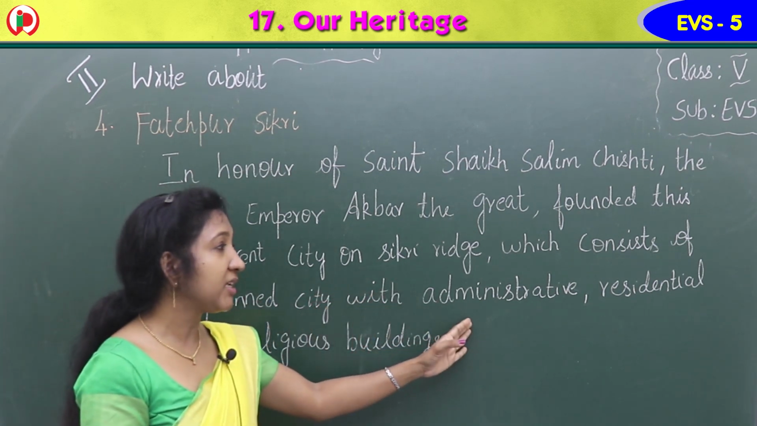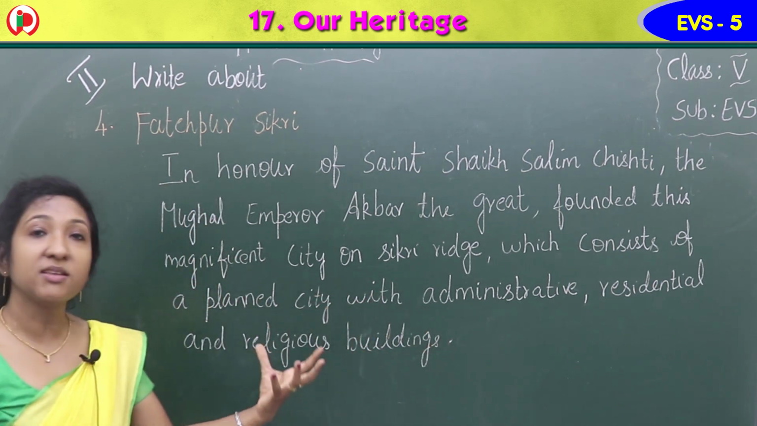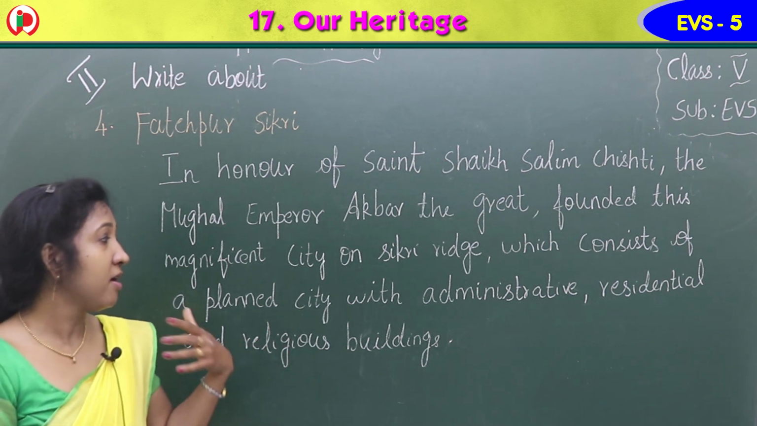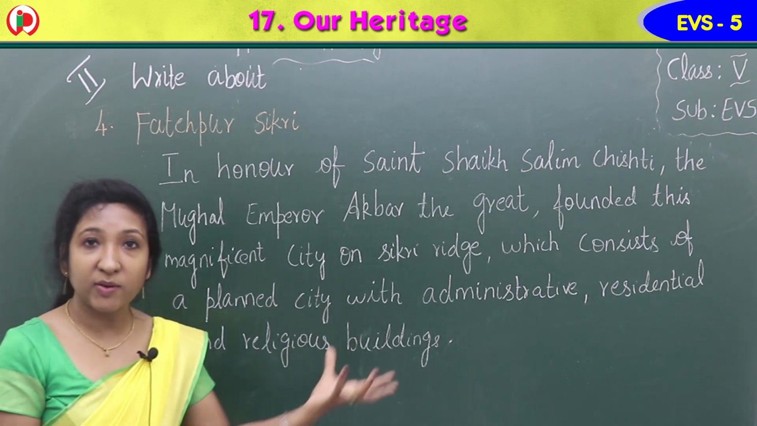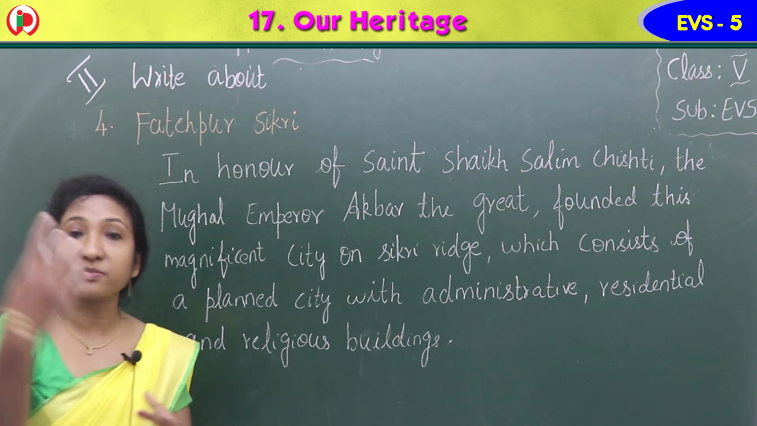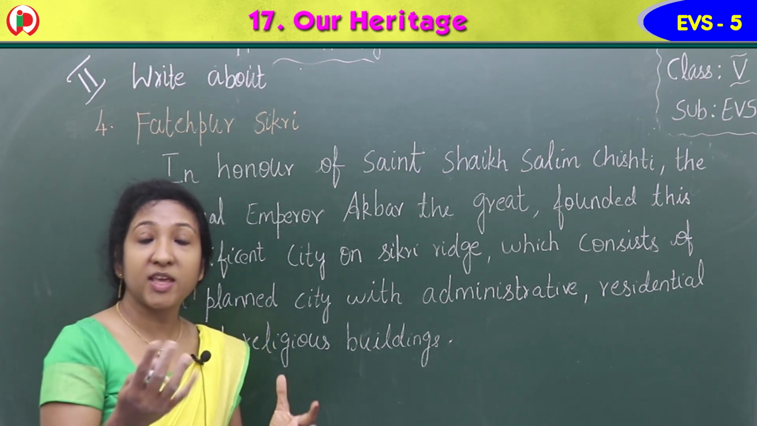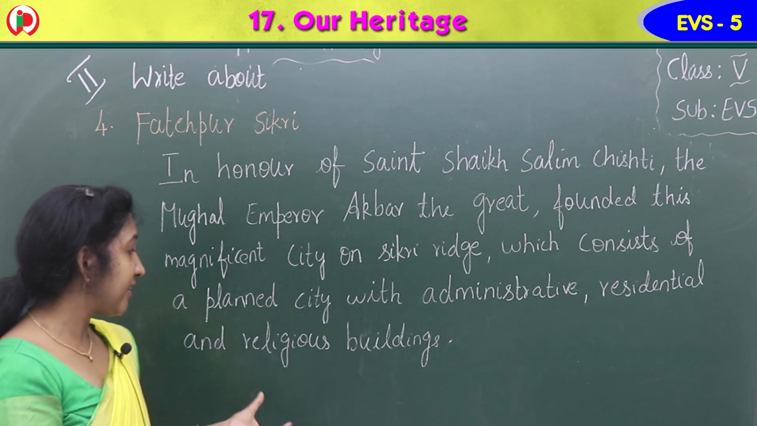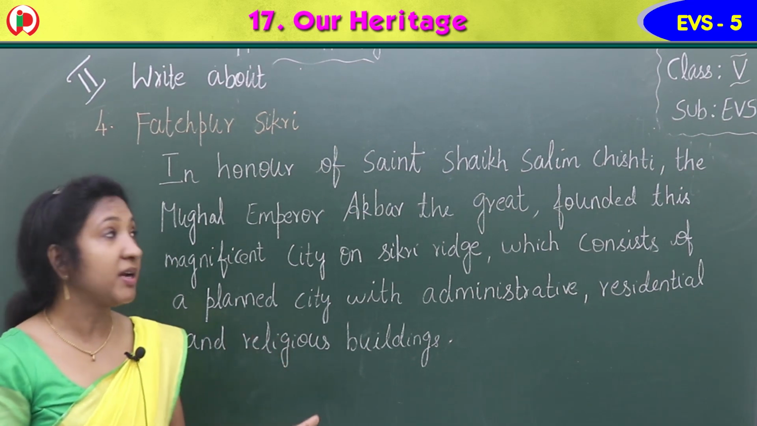It consists of a planned city with administrative, residential and religious buildings. This city consists of many buildings, like administrative buildings to rule, residential buildings to live in, and religious buildings also.